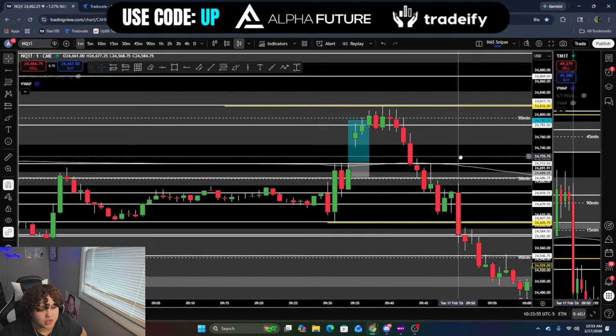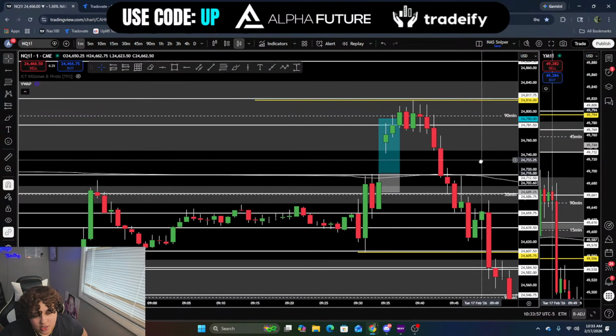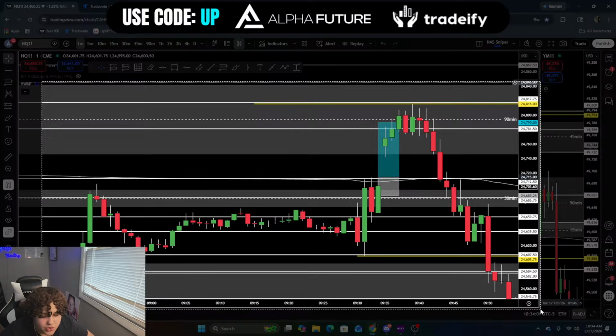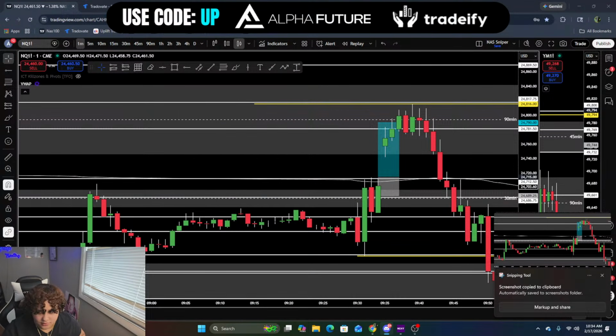let me screenshot it. I don't know why it looks like this on my TradingView. It looks like it gapped up. Might just be my TradingView.